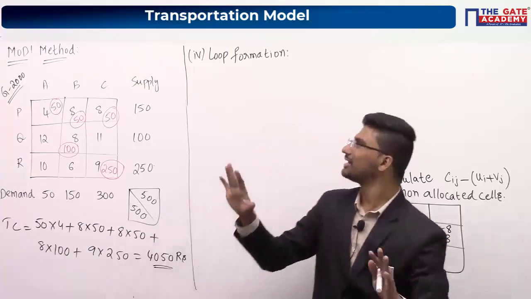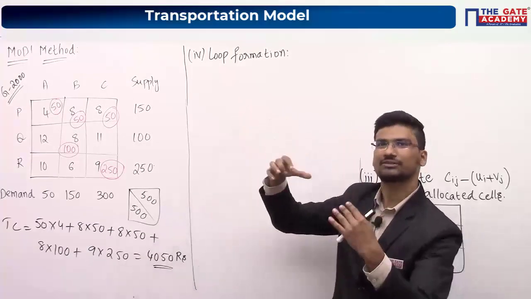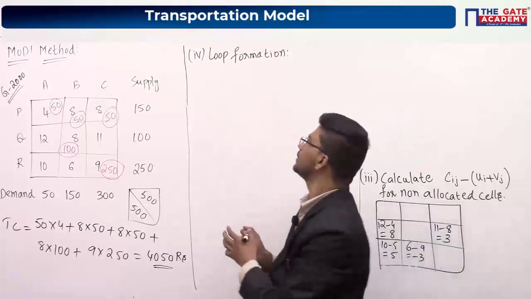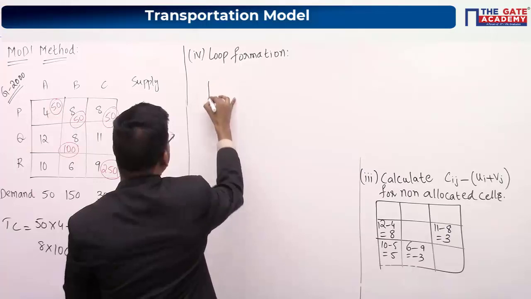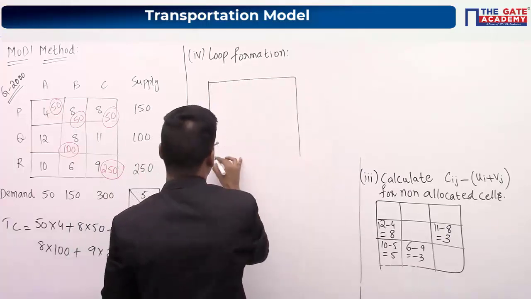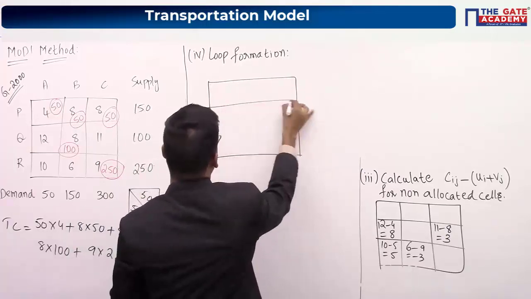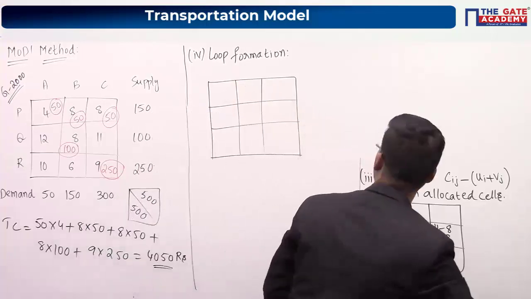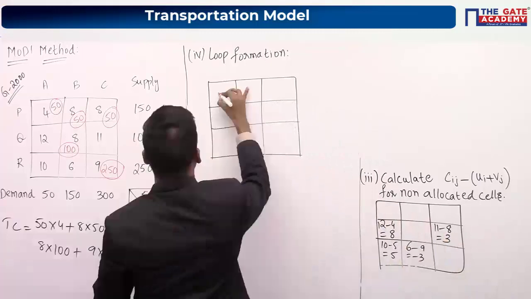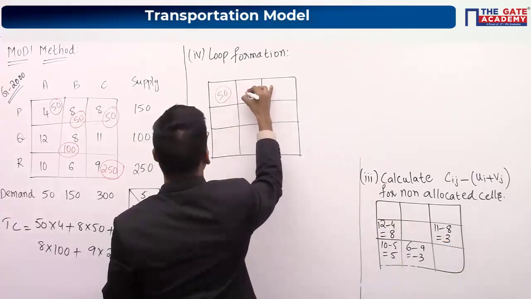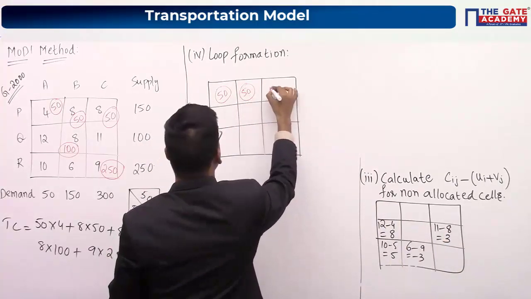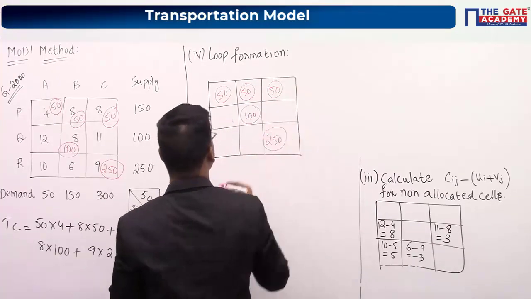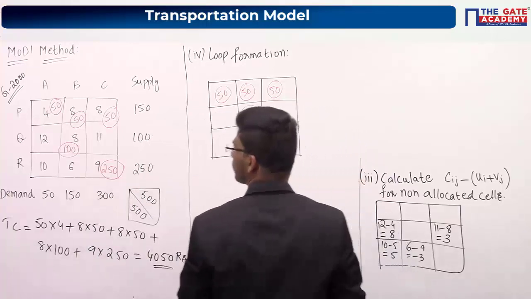Okay, so now we'll be starting with step number 4. The remaining points we'll discuss; I'll dictate after completing this step number 4. Now what we are going to do is formulate a loop. To formulate a loop, you just take the allocations which are already given in the question: 50, 50, 50, 100, 250.